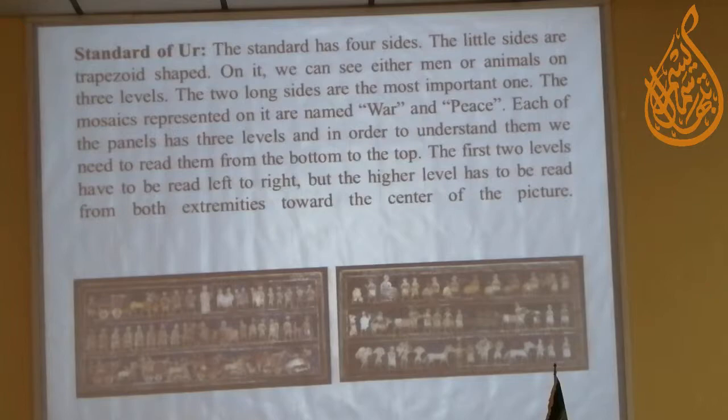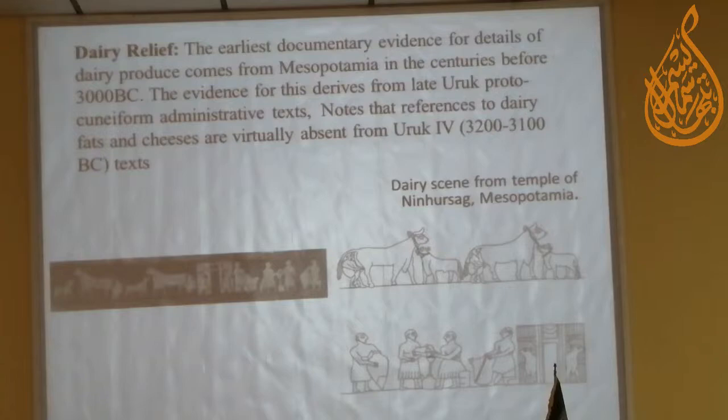The second figure, sorry, the standard of war. We can see in this figure it has two faces. One face is about peace, and the second is about war. In all this figure, we cannot see any person with a burden. And the third figure, the dairy relief, is about making dairy or cheese or butter, something like that. Exactly, we cannot see anyone here. Maybe it's a worker or anyone.